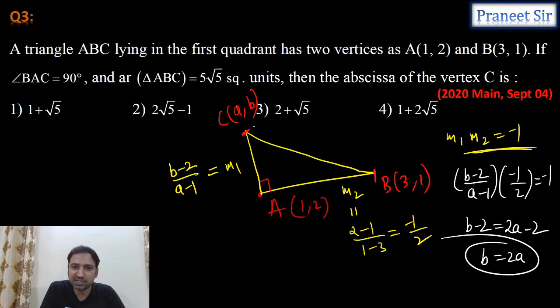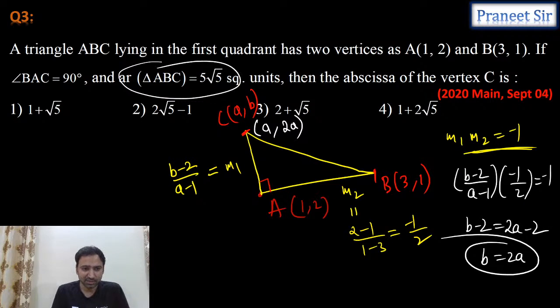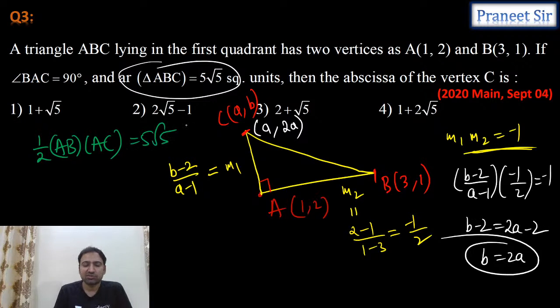Now let's substitute b equals 2a here. So the new point we are getting is (a, 2a). Instead of taking it as (a, b), we can take it as (a, 2a). Now we know the area. By using this area, what is the formula for the area of the triangle, guys? Half into base into height, half into AB into AC, equals 5 root 5. By using this, AB we can calculate, because the AB length we know. AB is root 5 only.